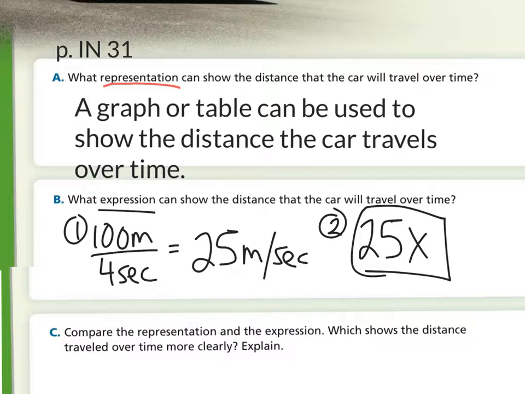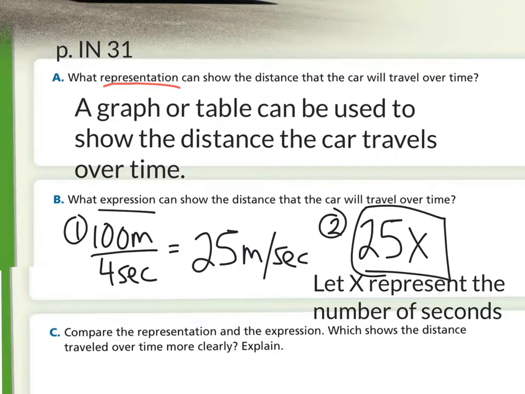And we would need to define our variable. So defining our variable, we could say let x represent the number of seconds. Then we know what that's standing for. The nice thing about having an expression is if somebody kept asking you, how far did it go in 3 seconds? How far did it go in 8 seconds? How far did it go in 15 seconds? How far did it go in 20 seconds? Okay, we start to get tired of that. Besides that fact, it just makes it easier that we have something we can just substitute in place of our variable and figure out how far it's gone.